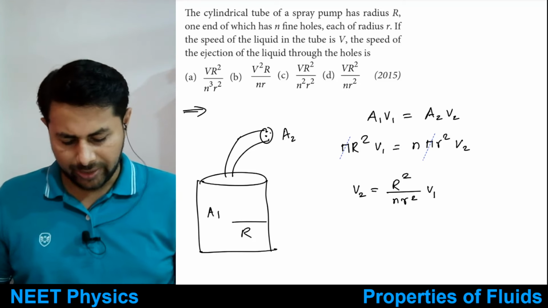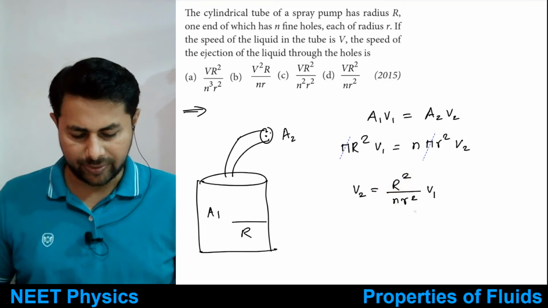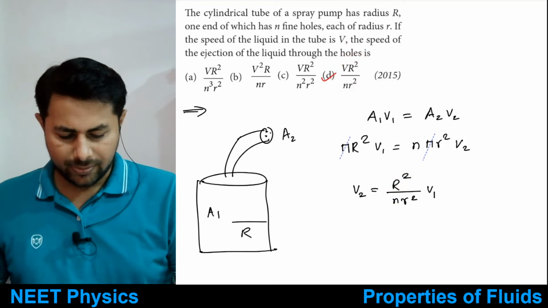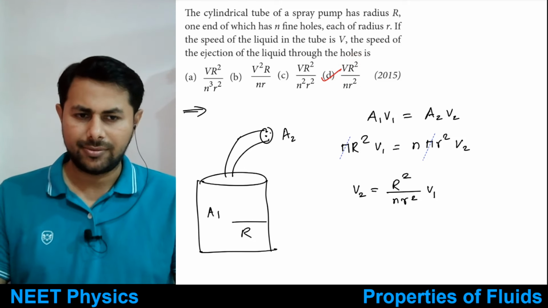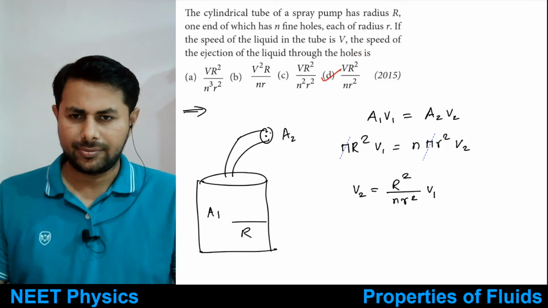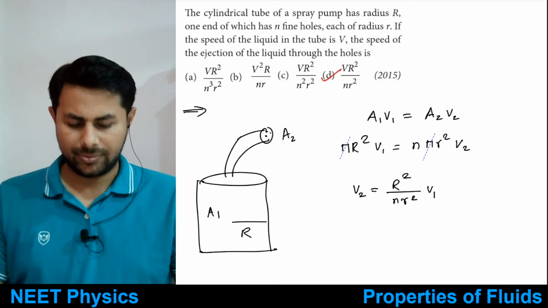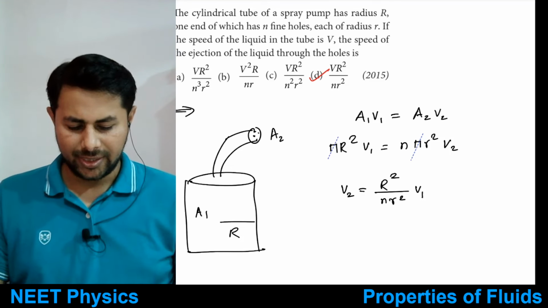Okay, V1 is capital V, so V times R square divided by n times r square. So option D. Okay, right, it's option D. This is clear. Everyone? Okay, simple problem, right? Let's see next one.